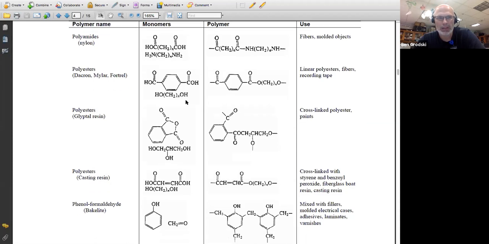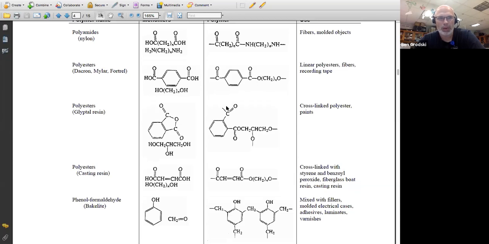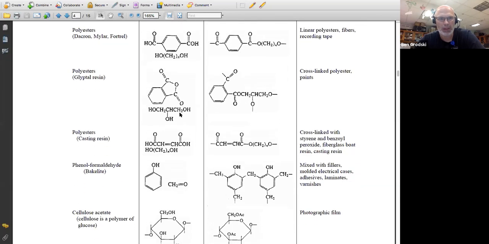Okay, polyesters. These are the polyesters in our clothing, with a benzene ring. Look what we have here: an alcohol, because esters are made from what? Organic acid OHs. What comes out? The water, and there's your ester linkage. And there's all different types of polyesters.